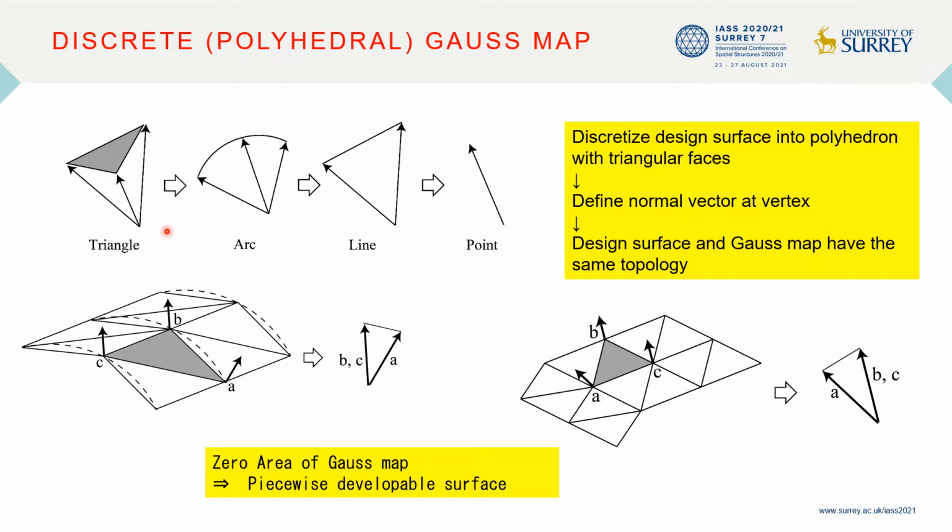but it may degenerate to an arc, line, or a point as shown here. For example, if the design surface is a cylindrical surface or a piecewise developed surface, then the Gauss map becomes a line as shown here. So a piecewise developed surface can be generated by minimizing the area of the Gauss map.